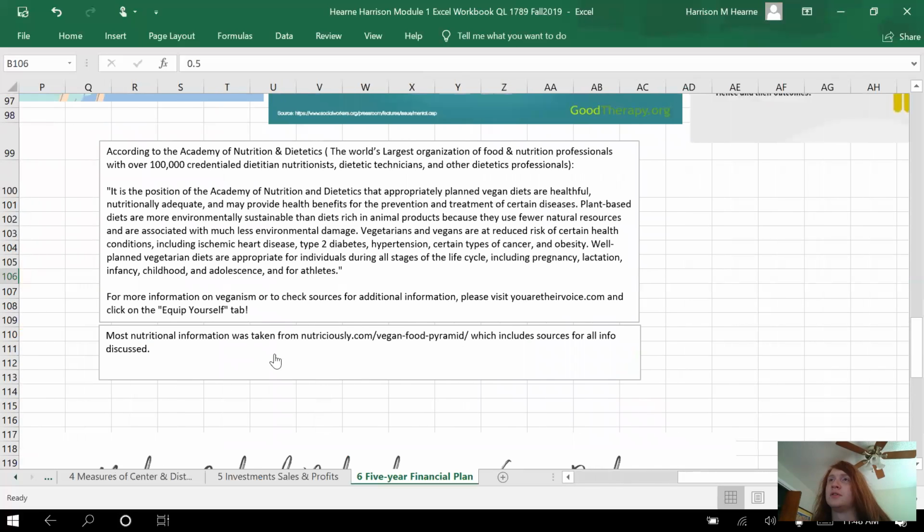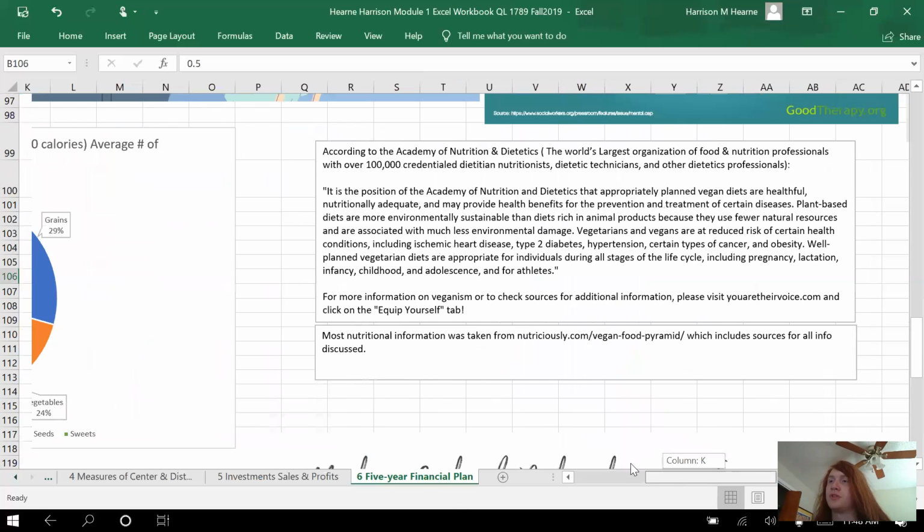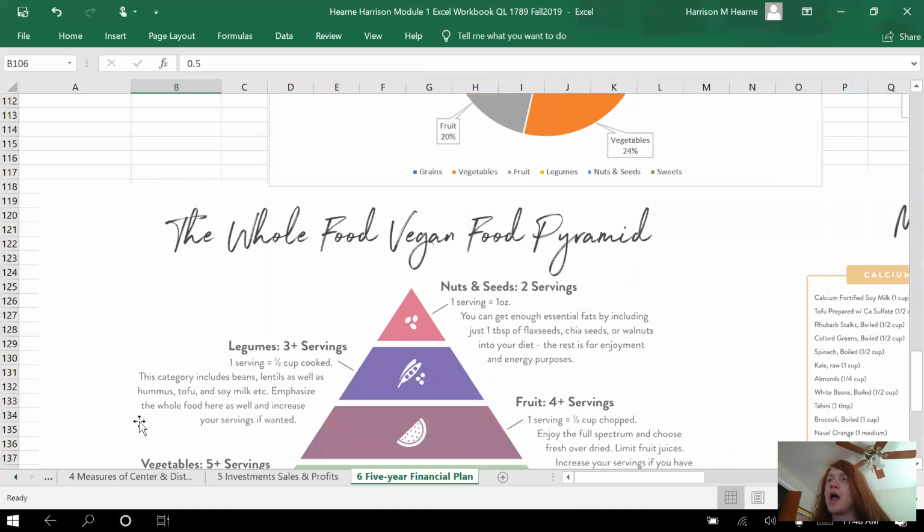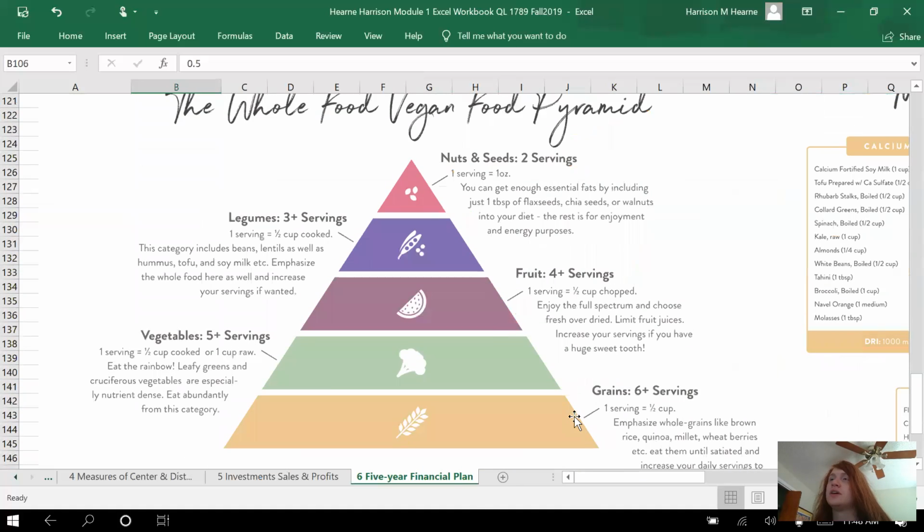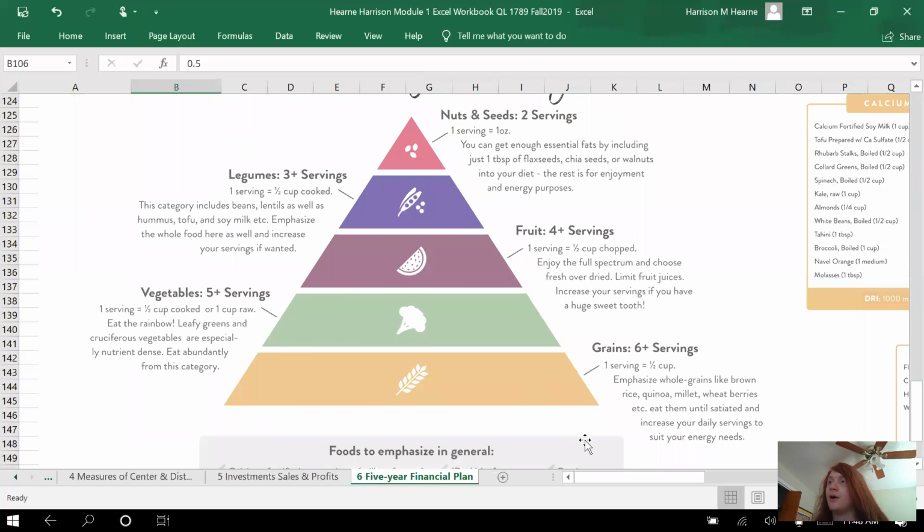I have a variety of different information about veganism. Here, if you're interested in learning more, youaretheirvoice.com is an excellent resource for all things about veganism. And here's a lovely infographic that kind of represents the same information that I presented above.